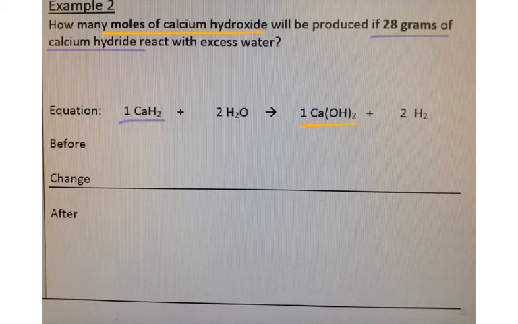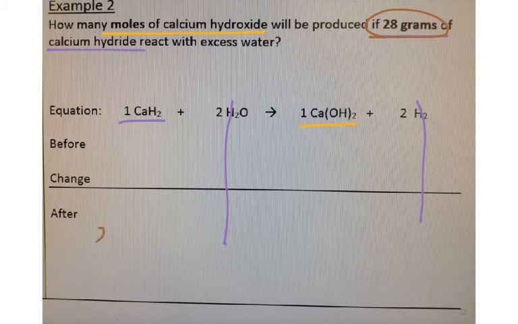So I'm given something with that. I don't care about this column of water, nor do I care about hydrogen in this case. And the reason why is because I'm only concerned about moles of calcium hydroxide produced from 28 grams of calcium hydride. So I'm going to set up my proportion. The reason why I'm going to need to set up my proportion right away is because I'm in 28 grams, and the only way I can use my BCA chart is if I'm in moles.